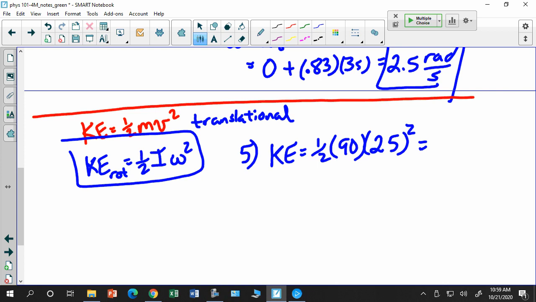I got 280. Did I get 280? Yeah. So that's 280 joules.